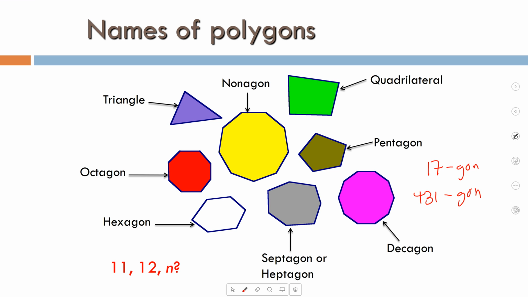And then last but not least, we've got this n thing. What if we don't know the number of sides? Then it would just be an n-gon. The reason I mentioned on the nonagon to be careful on the spelling is because frequently people get an n-gon confused with a nonagon. Nonagon, 9 sides. N-gon, lots of sides.